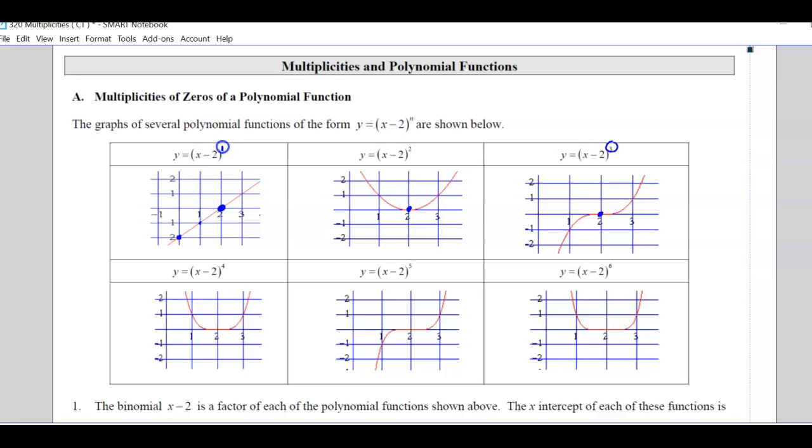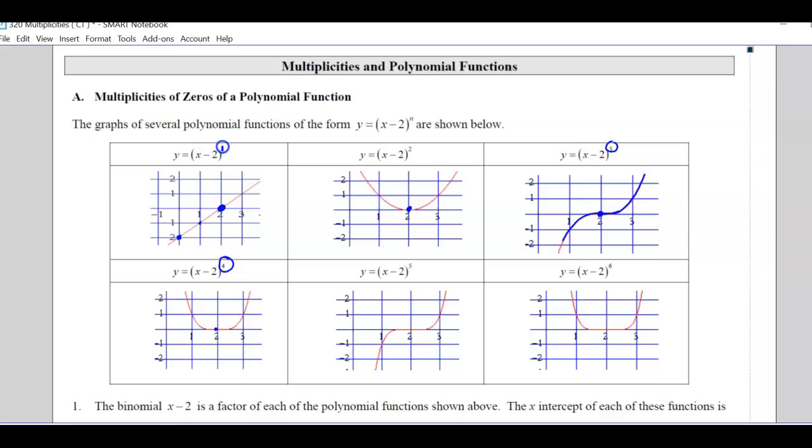Now, still has an x-intercept of 2, but it's kind of a zigzag shape, okay? When you get to calculus, you call that point a point of inflection. So, kind of where the graph is increasing, then it levels off at the x-intercept, and then starts increasing again. Okay, so it's kind of a zigzag shape.